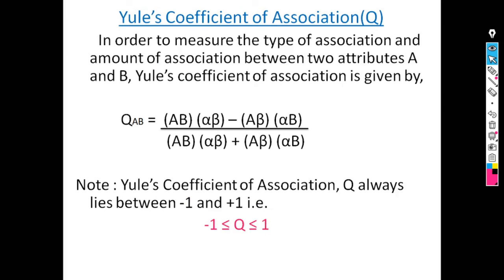And to measure the type of association between two attributes, we use Yule's coefficient of association. It is denoted by Q or Q of AB, and it is given as AB into alpha beta minus A beta into alpha B, divided by AB into alpha beta plus A beta into alpha B. And the value of Yule's coefficient of association always lies between -1 and +1.